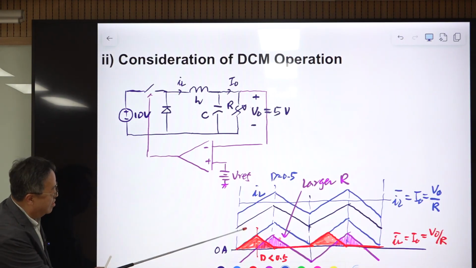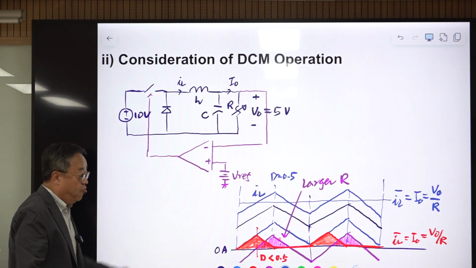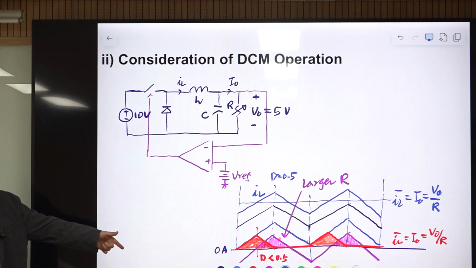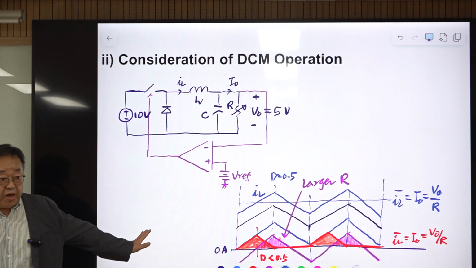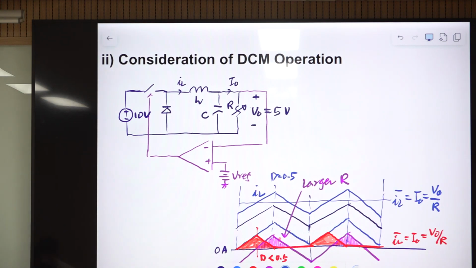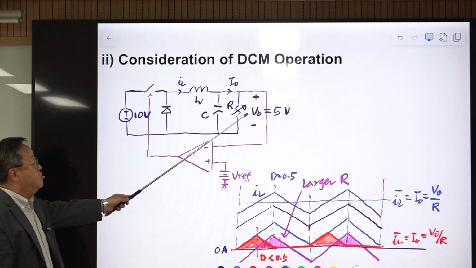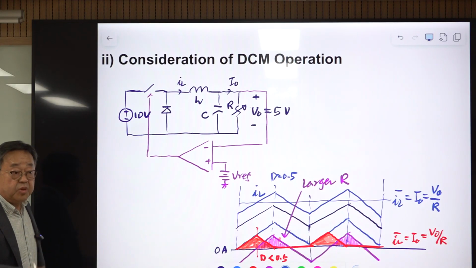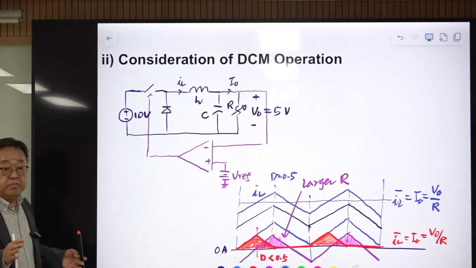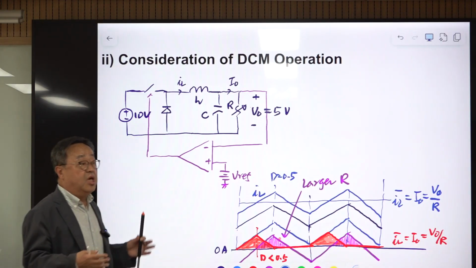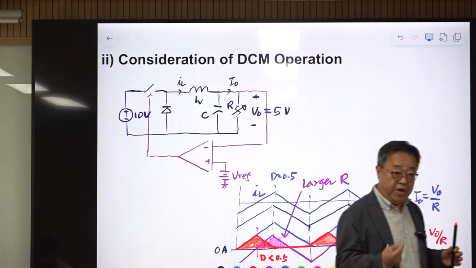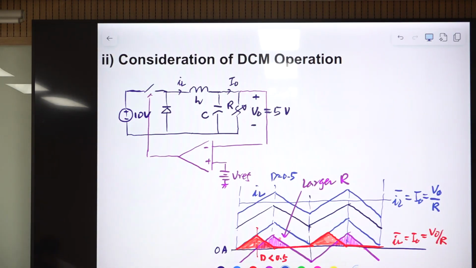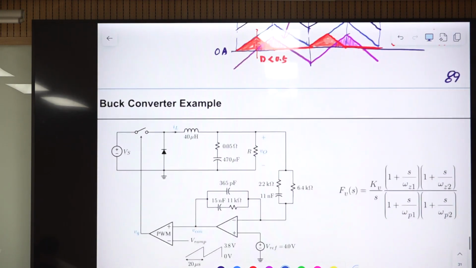Maybe something like 1/4, 0.25 something. In this case, this is not a realistic case. You need some calculation, but the concept is this one. So this is called the DCM operation. Even though the output voltage is regulated at a fixed voltage, the load current can always be very small, R can be very large. For standby operation or energy saving mode operation with a very light load condition, the converter always moves into DCM operation. So you should consider the DCM case.